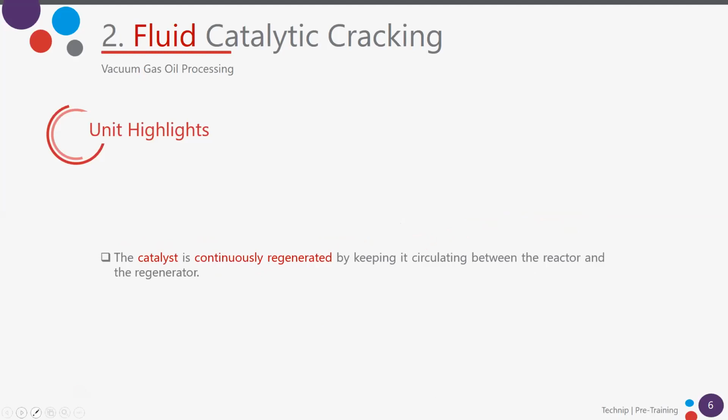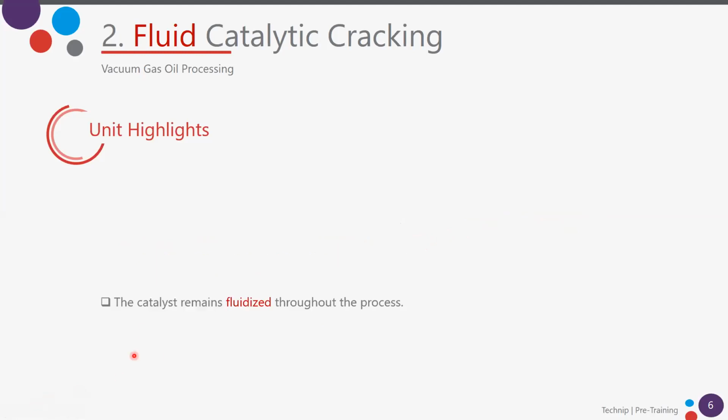The catalyst is continuously regenerated by keeping it circulating between the reactor and the regenerator, okay? This is, I think, one of the key things of the process. The catalyst remains fluidized throughout the process. We will see also what it means.